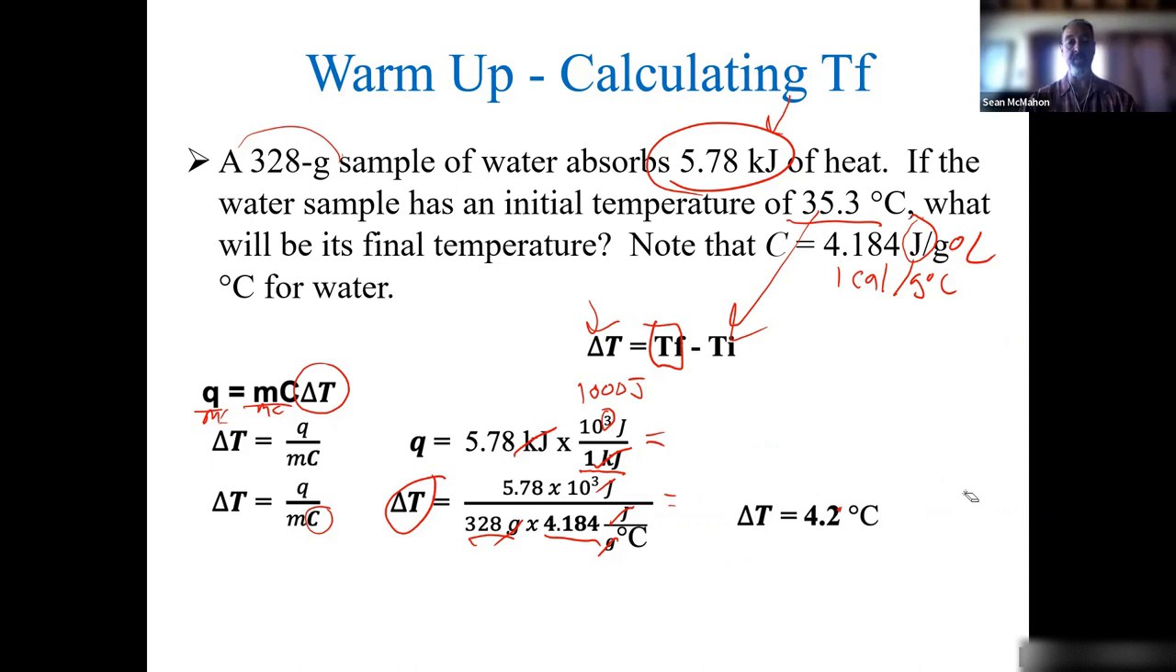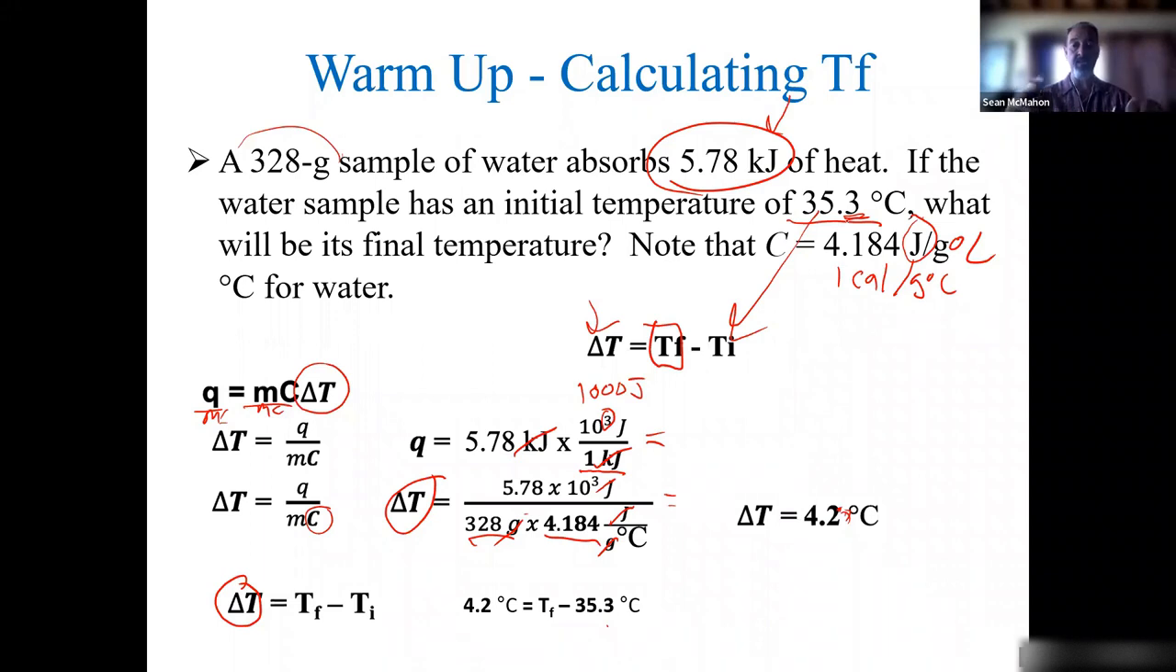Now, a lot of people are getting confused. Well, why is there only 2 sig figs? I could have put, in actuality, 3 sig figs here, and that would go to the hundredths. The reason why I'm doing it to the tenths is because when I plug this delta T in here, I'm going to have minus the 35.3. Remember, this is to the tenths. So my final answer is going to be to the tenths regardless.